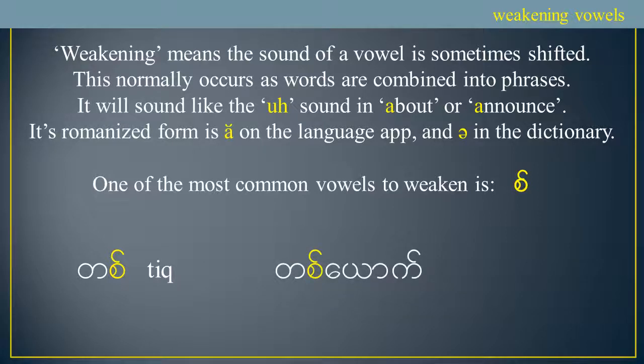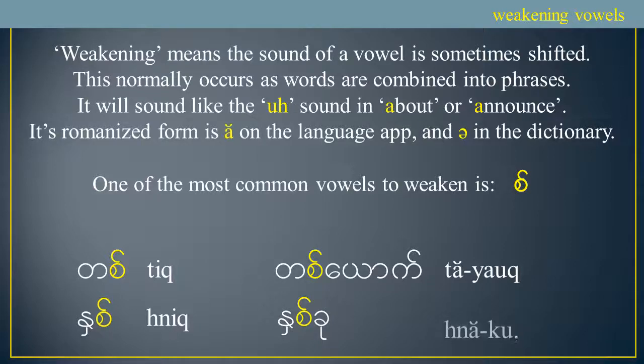However, we're going to combine it with another syllable. And so now this vowel sound has to be weakened. In this phrase, it would be pronounced da-yao. Not di-yao, but da-yao. The number 2, likewise, would normally be pronounced ni. However, in this case, it has a syllable that follows, and therefore the vowel sound is weakened. Now this phrase reads naku, naku.